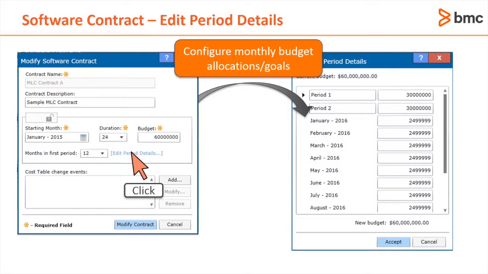If you click on Edit Period Details, a dialog box will open showing the period details. The number of periods is determined by the duration of the contract and the number of months in each period. In this example, we have 2 periods since our duration was 24 months and our first period months equals 12. From here, you can configure each month's budget goals.